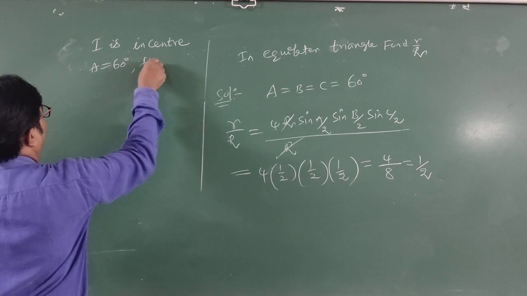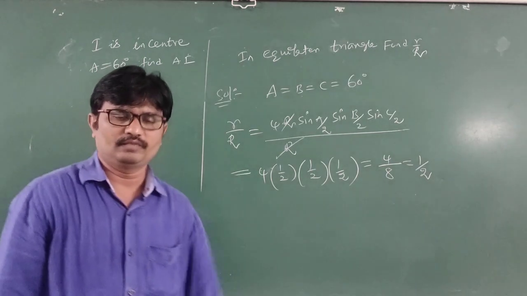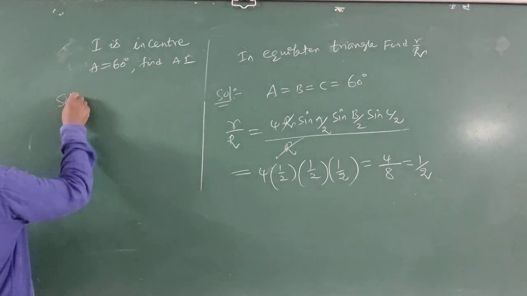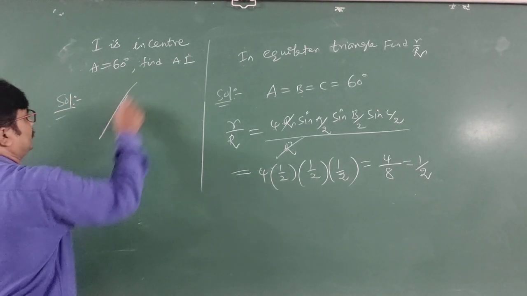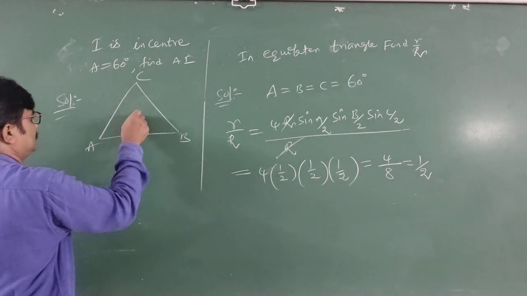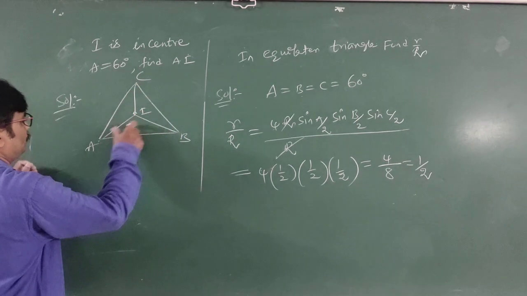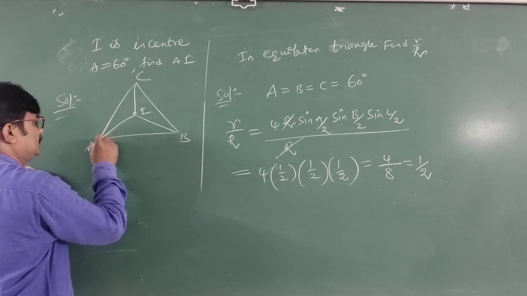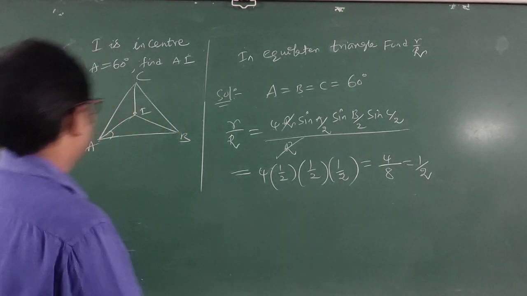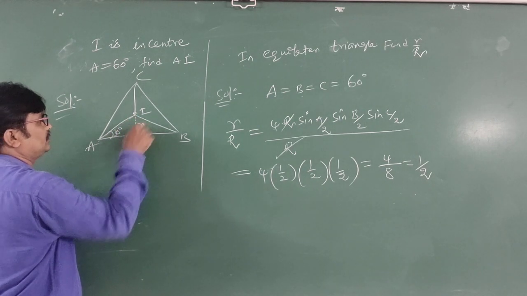Then find AI in terms of R. Then find the AI in terms of R. So my dear students, what is given here is that we are taking triangle ABC, and the incenter is I. We have to know that the incenter is the point of intersection of the internal angular bisectors. Total A is 60, then it is 30. This is R.